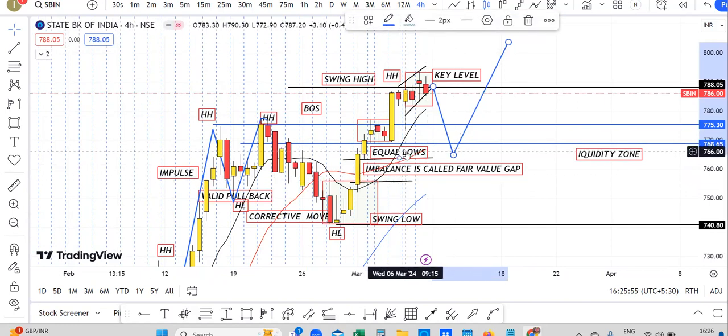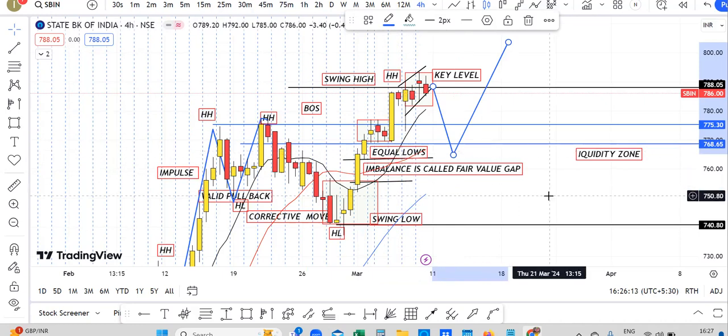I can anticipate these are the levels where the market can react from, by seeing the imbalance, this fair value gap, and equal lows, because there is a lot of liquidity beneath that. Even in the imbalance there is liquidity, as well as beneath the equal lows. So this is it, friends, the completion of the smart money concept by analyzing the total fair value gap.